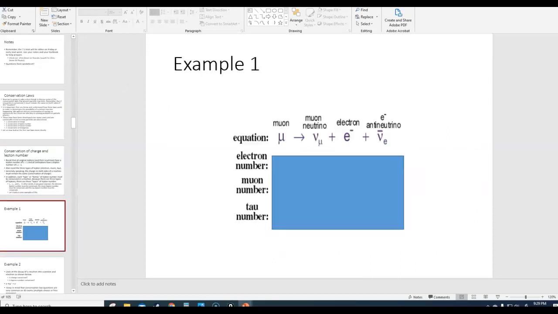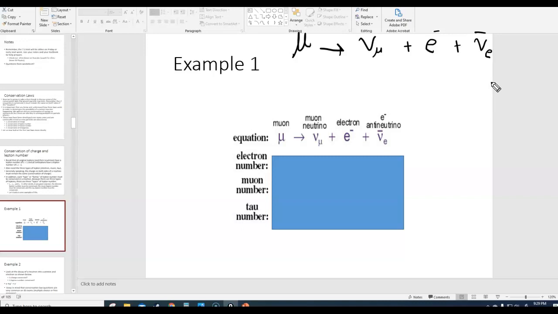Okay, so example 1, we're given a reaction, and this reaction looks like this. We have a muon, and it appears like the muon is decaying into a muon neutrino plus an electron plus an anti-electron neutrino. And we have to assess, is this reaction feasible based off of the conservation laws we've seen so far?